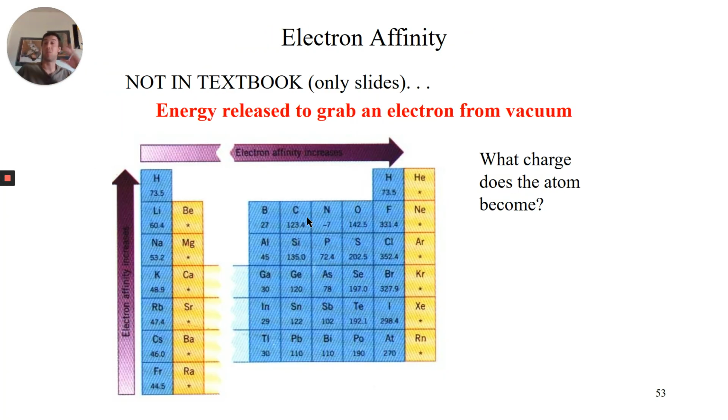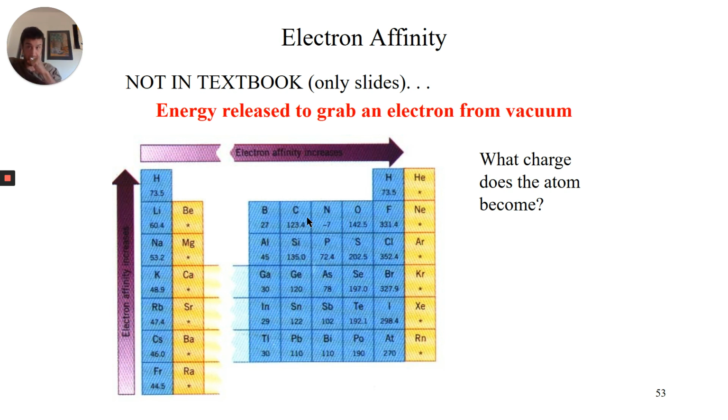Okay. Last, or almost last thing that we'll look at in this video, electron affinity. It's not officially in our textbook. It's only really here in the slides. Don't worry about the trends. The big deal here is this is the energy released to grab an electron from the vacuum. So it's the reverse of ionization energy. We are taking electrons from the vacuum and pulling them in. That's going to release energy because the electrons in the vacuum are high energy. When they're associated with me, they're more stable.